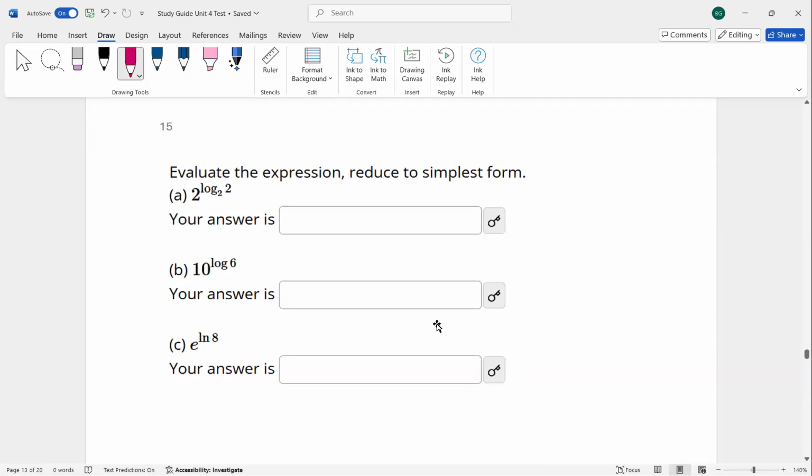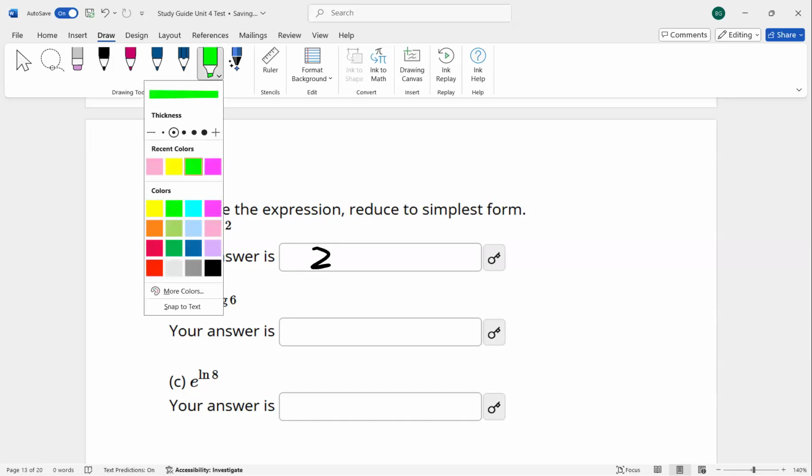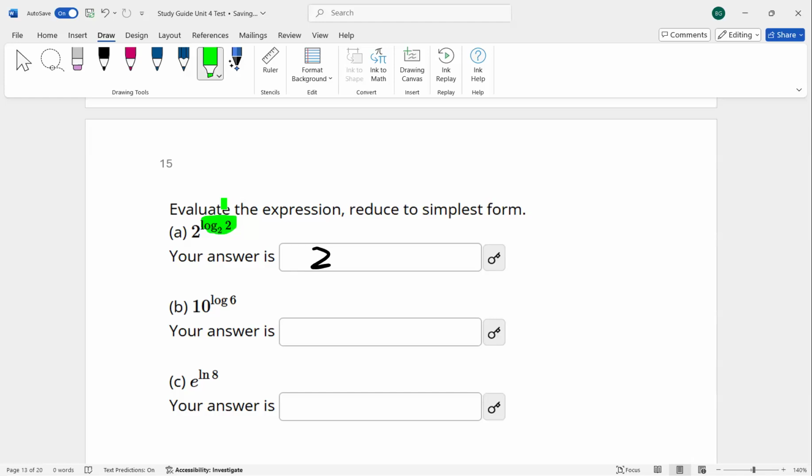Evaluate the expression, reduced to simplest form. Okay. This one just equals 2. Why? Because in this part, log2 of 2 is 1. We have the formula explained, right? When we have a log whose base and argument are identical, the log equals 1. So 2 to the power 1 equals 2.